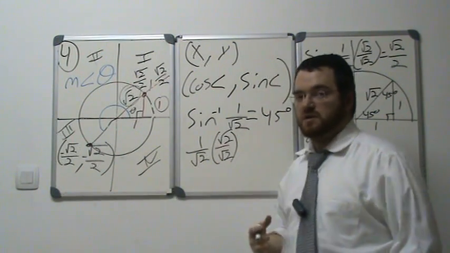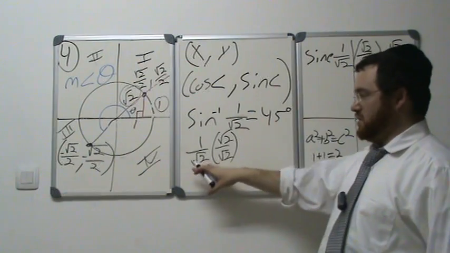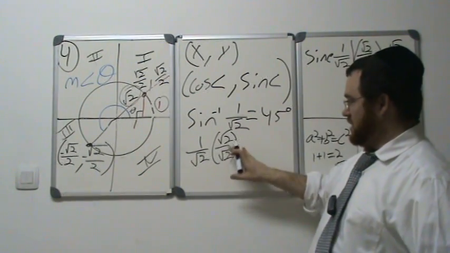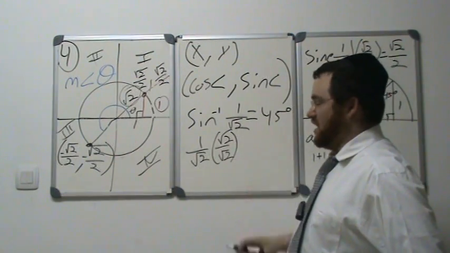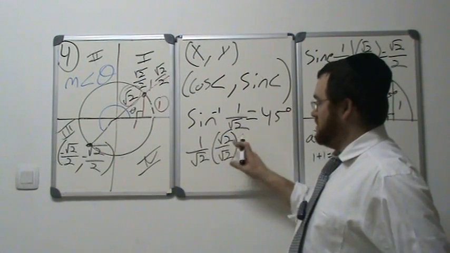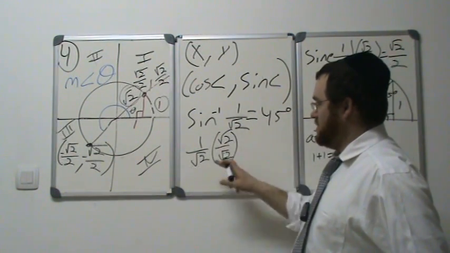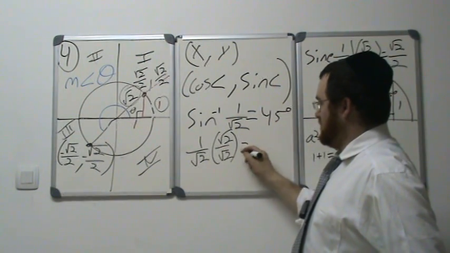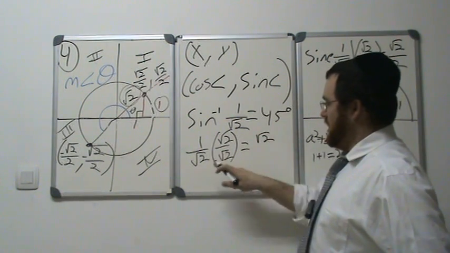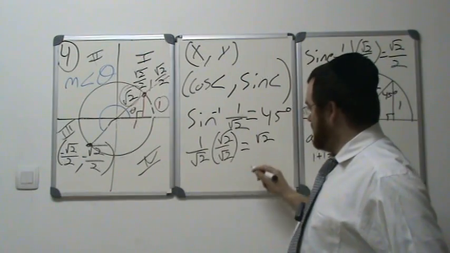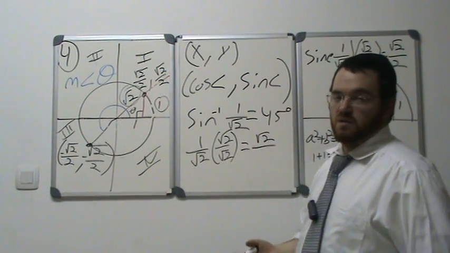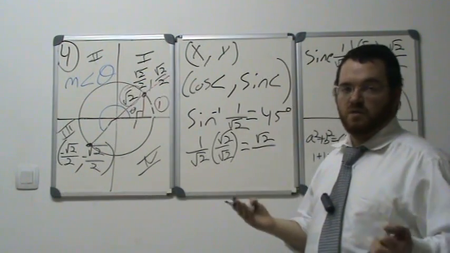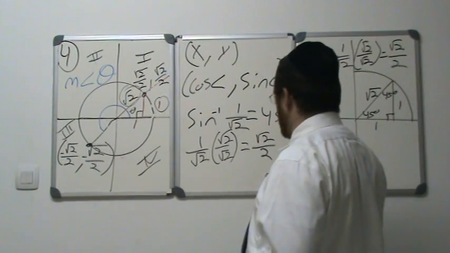Because anything over itself is equal to 1, all you're doing is multiplying by 1, since radical 2 divided by radical 2 is 1. So it's 1 over radical 2 times radical 2 over radical 2. 1 times radical 2 is radical 2, and radical 2 times radical 2 is radical 2 squared. But radical 2 squared, you just take away the radical and make it 2.